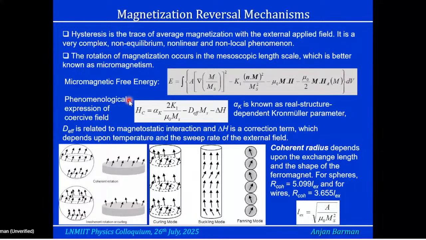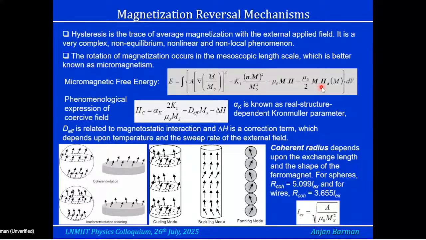So here you can see the total energy is given by this is the exchange energy. This is basically the dipolar energy. This is the Zeeman energy. So this is the dipolar energy. This is the anisotropy energy, and this is the Zeeman energy. Okay.